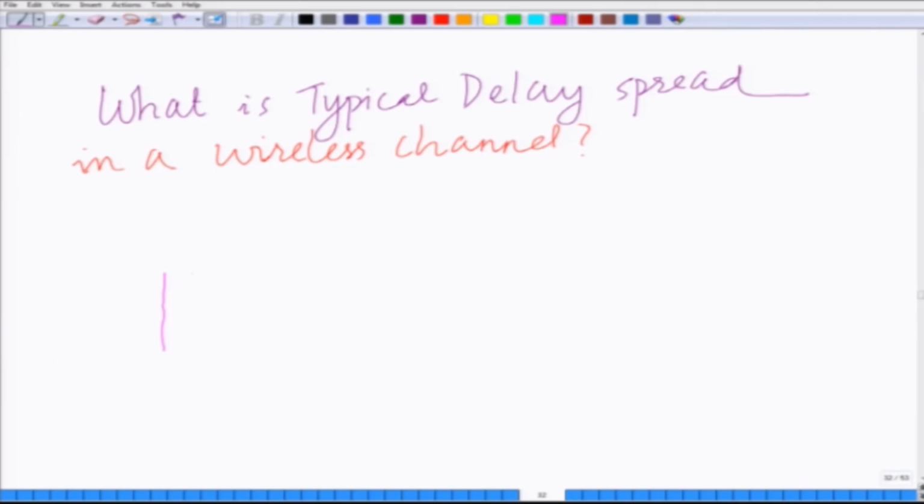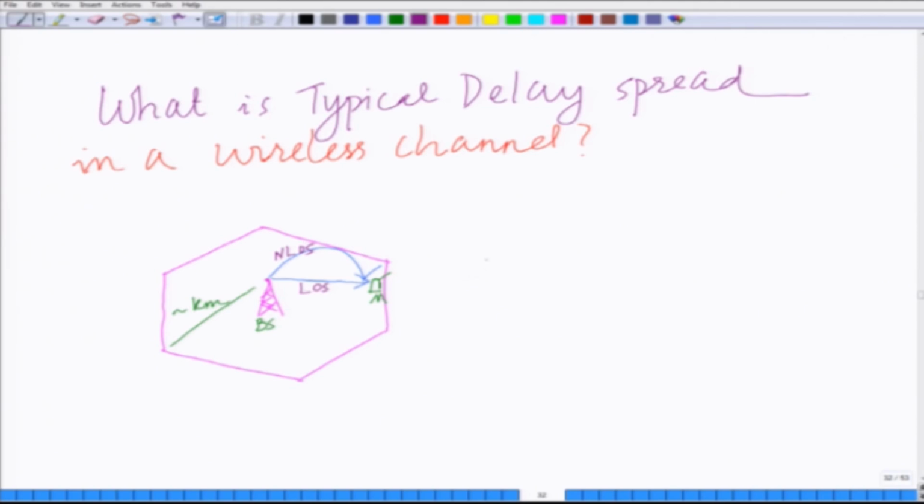So, let us look at a typical hexagonal cell, where we approximate it by a base station at the center of the cell, and there is a mobile towards the edge of the cell. So, this is the base station, this is the mobile, and the cell radius is of the order of kilometers. Now, we have a direct path between the base station and the mobile, and we have, let us say, a scatter path. So, this is my line of sight and this is my non line of sight path.